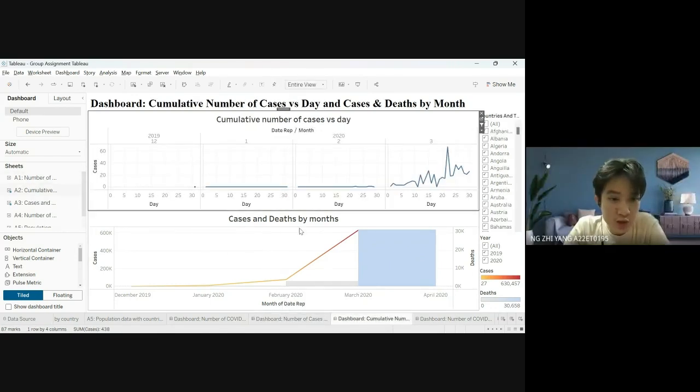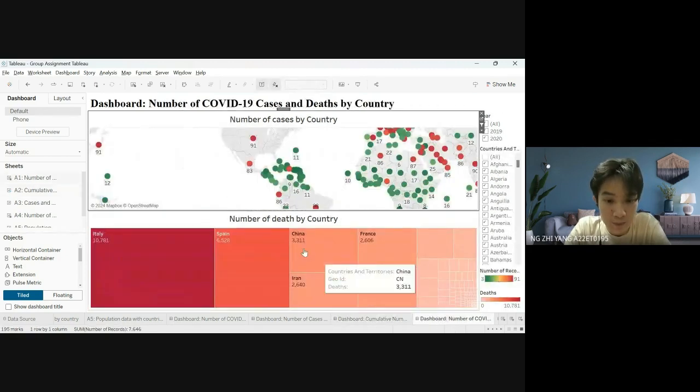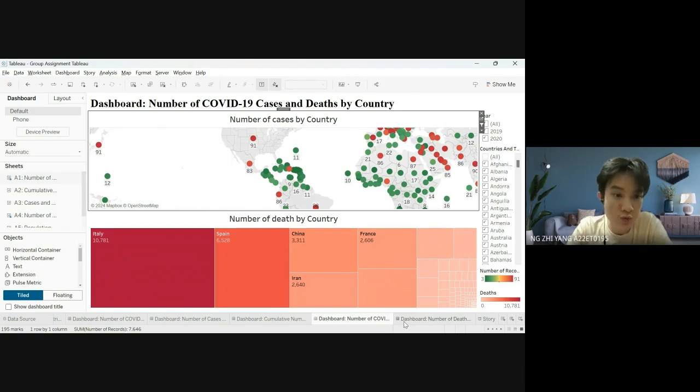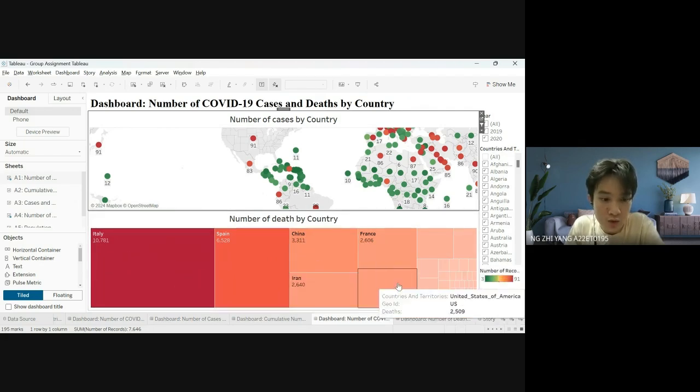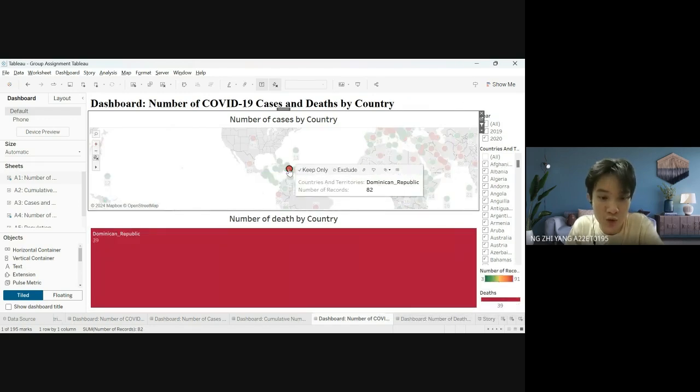So the next dashboard will be cumulative number of cases versus day and cases and death by month. From the first graph, you can see that it's about cumulative number of cases versus day, and the second graph will be cases of death by month. So this one will be about number of COVID-19 cases and death by country. For the second graph, we can see that it's about number of death by country, and the more red the column, it means that the country has more number of deaths.